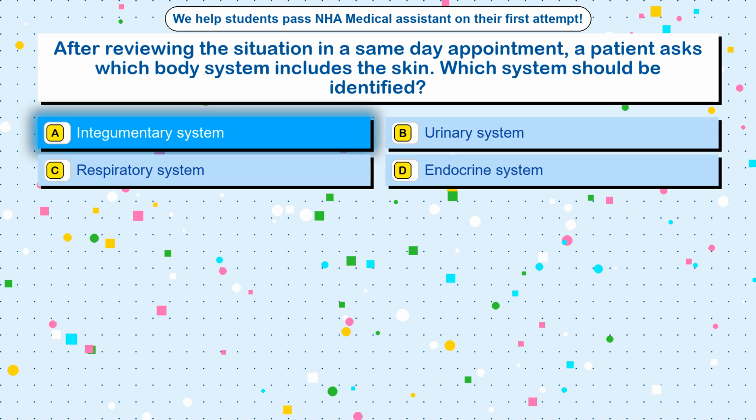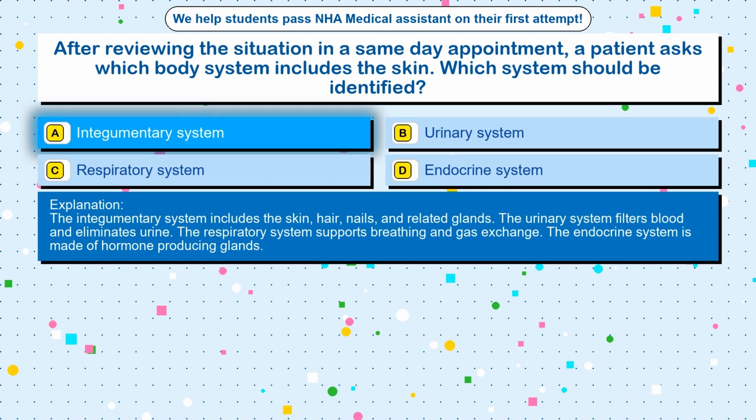The correct answer is option A, integumentary system. The integumentary system includes the skin, hair, nails, and related glands. The urinary system filters blood and eliminates urine. The respiratory system supports breathing and gas exchange. The endocrine system is made of hormone-producing glands.